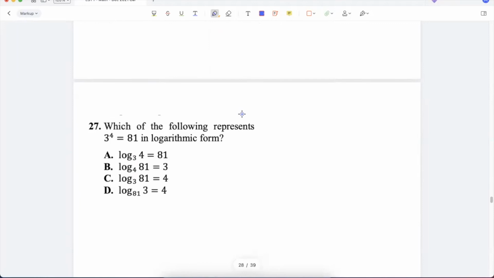Which of the following represents 3 to the power 4 is 81 in logarithmic form? So log 81 to the base 3 is 4.